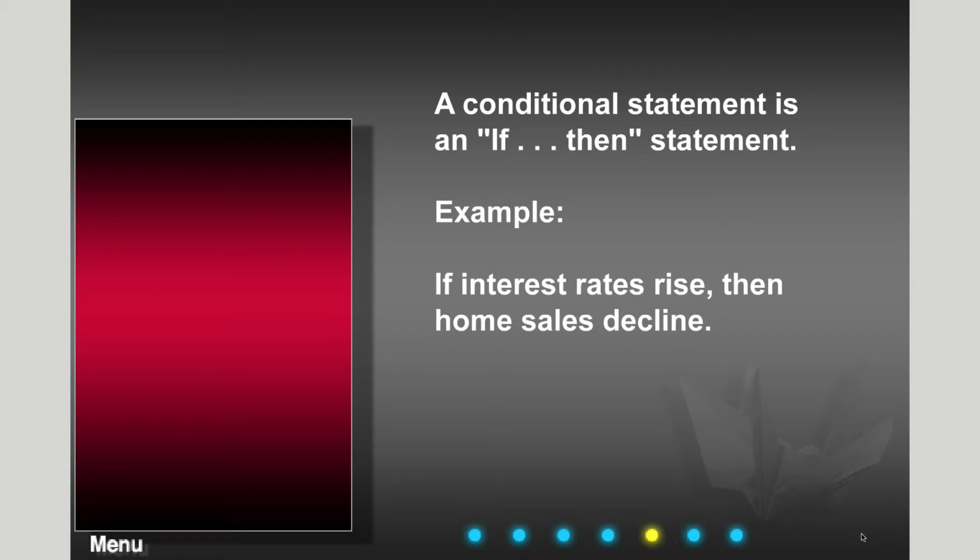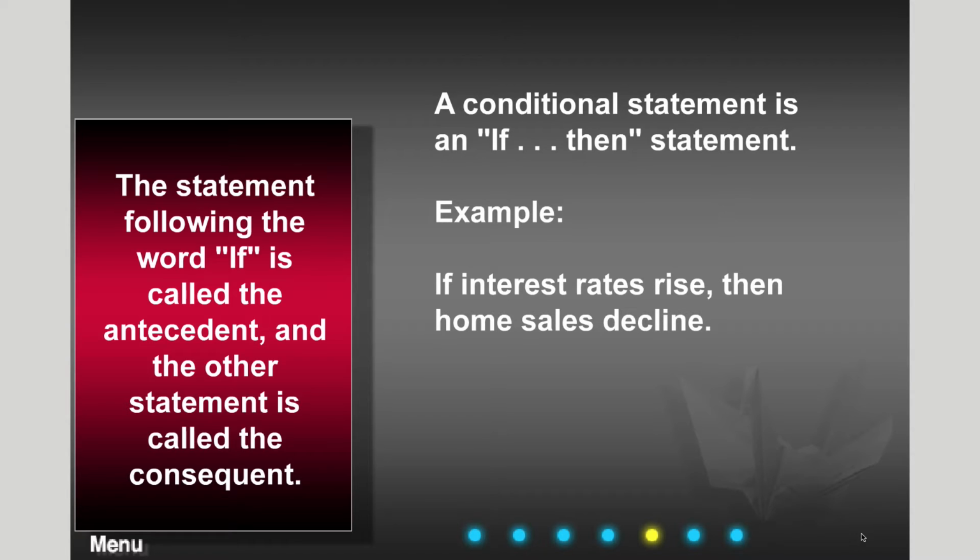Okay? So a conditional statement has an if-then in it. If interest rates rise, then home sales decline. And so this is a good time to say what follows the word if is the antecedent. What follows the word then, and it always will be in this form, is called the consequent. So a consequent is a consequence. A consequence usually always follows something. So just remember consequent, and then you know antecedent. If you've taken ancient languages, you know ante means before, like antebellum is before the war, right? So if interest rates rise, then home sales decline.